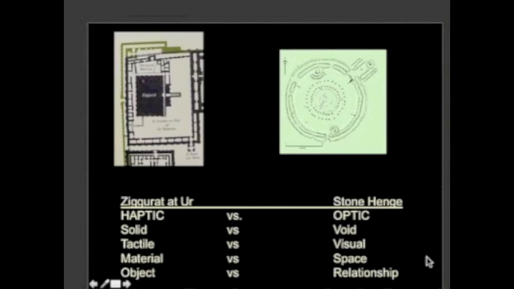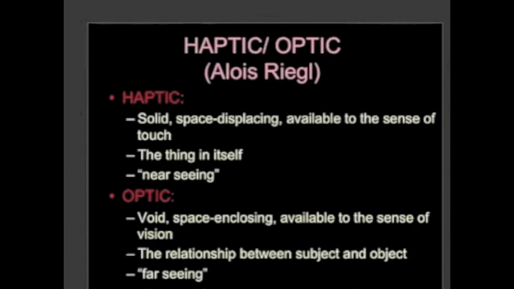While the haptic is tactile, materially present, available to near-seeing or touching, the optic is visual, available to far-seeing or perspective. The haptic is primarily material. Its content comes from its material presence. The optic is spatial, in that its content comes from the relationships between things that can be seen through space. The haptic is primarily about the nature of the object. And the optic is primarily about the nature of relationships set up through objects in space.